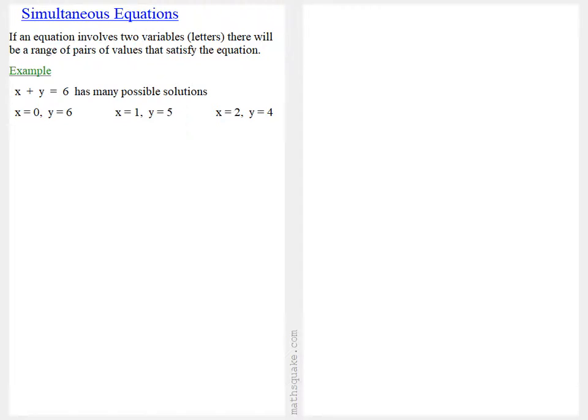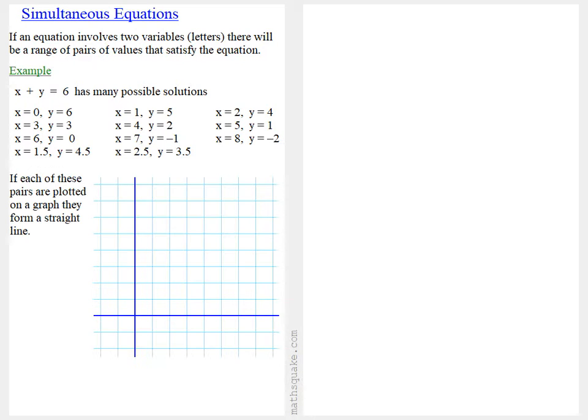For example, x could equal 0, y equals 6. If x equals 1, then y equals 5. If x equals 2, then y equals 4, and so on. If x equals 3, y equals 3. And so there are an indefinite number of possible solutions. If each of these pairs are plotted on a graph, they form a straight line.